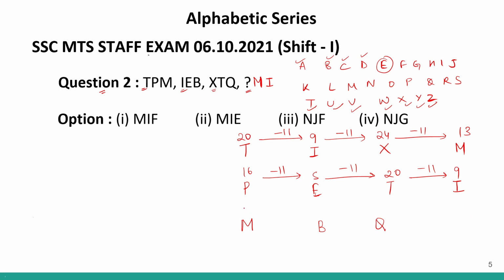So M position is 13, B is 2, and Q position is 17. Correct? Q is 17. So this is clearly minus 11. And from 2 to 17 is plus 15, which means minus 11 here also. So now I will do minus 11, and after reducing 11, I'll get 6. So at 6th position, we have F. So the next element I will get will be MIF, which is given in option number 1. Therefore, option number 1 will be the correct answer to this question. Clear?